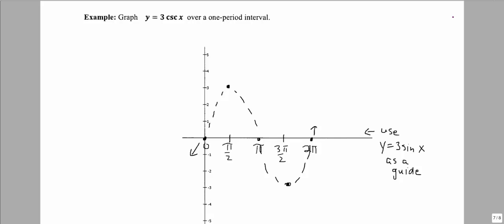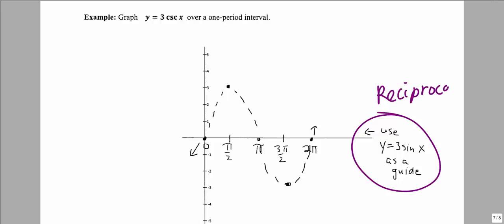To graph y equals 3 cosecant of x over a 1 period interval, first we graph y equals 3 sine of x. So we use the reciprocal function, replacing cosecant with sine. And then we graph y equals 3 times sine x. So we have an amplitude of 3, so the vertical distance from the middle of the graph to the top would be 3. And that's the only change that was made to the sine function.